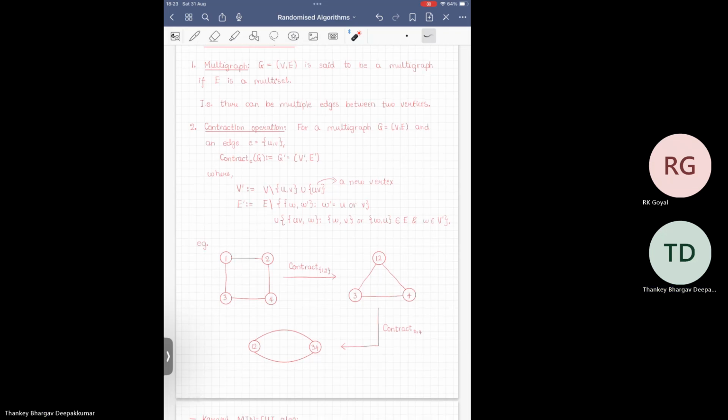Okay, so suppose that the original multigraph had no self loops. My claim is that even after contraction, you won't have self loops. Why? When would you have a self loop on UV? If W is UV, right? But this edge is not even present in U. So if you started off with a simple multigraph, the contraction operation would still give you a simple multigraph. That's why we don't need to worry about self loops.